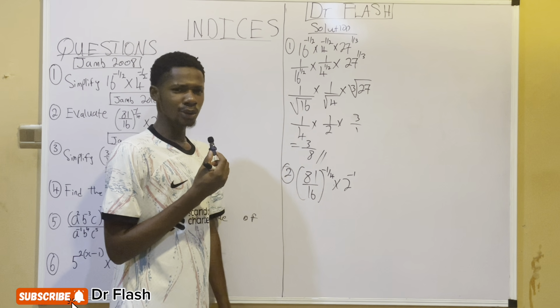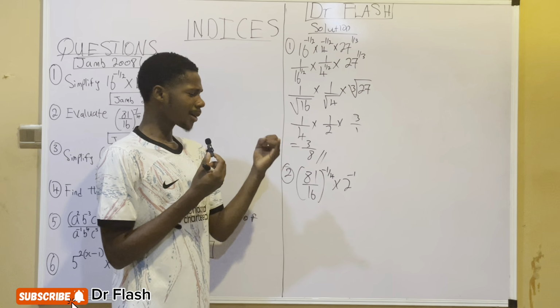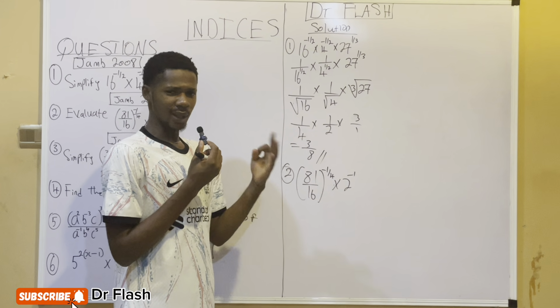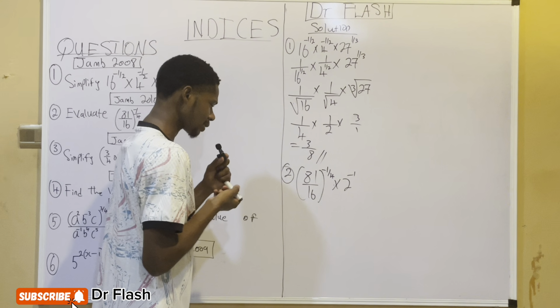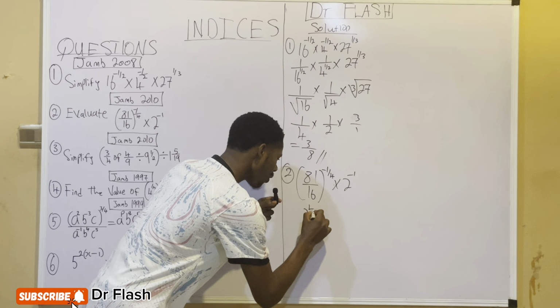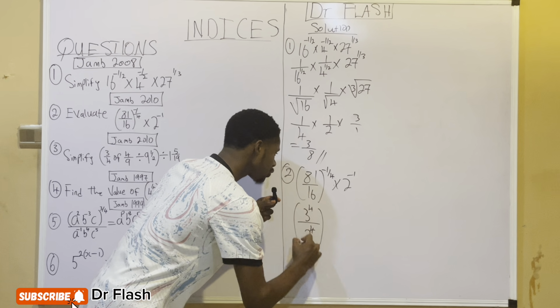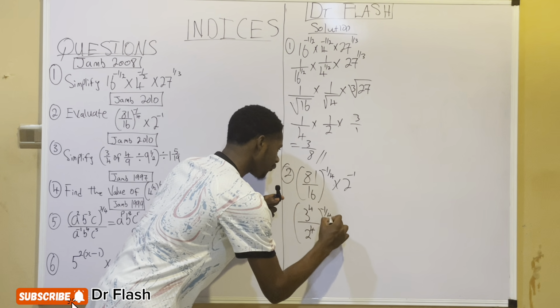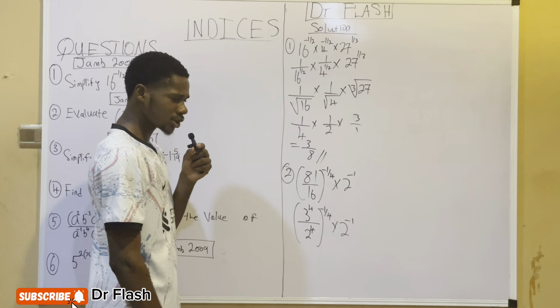Now, 81 on the other hand can be written as 3 to the power of 4, because 3 times 3 is 9, times 3 is 27, times 3 again, that gives you 81. So we can write these two numbers as 3 to the power of 4 divided by 2 to the power of 4 all raised to the power of minus 1 over 4 times 2 to the power of minus 1.